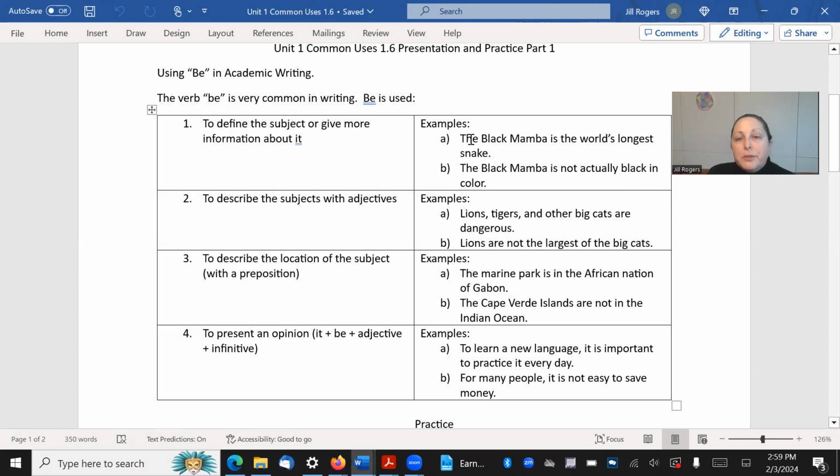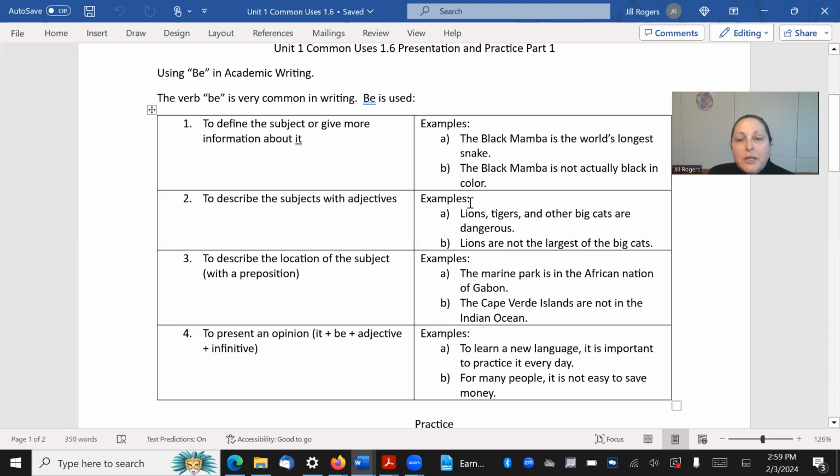Of course, if it's a plural noun, make sure you have present tense plural are. Okay. Like snakes are scary. Okay. So if I said snakes are scary, snakes is a plural noun. So we need the plural verb. Okay. The next reason we use be is to describe the subjects with adjectives.